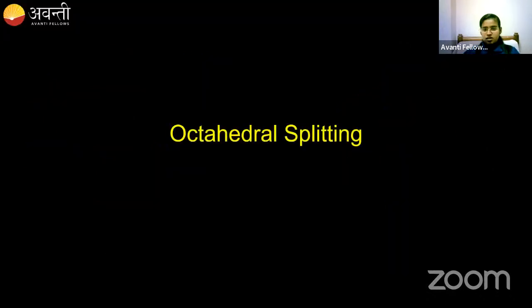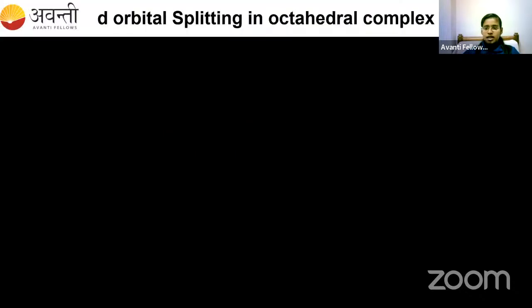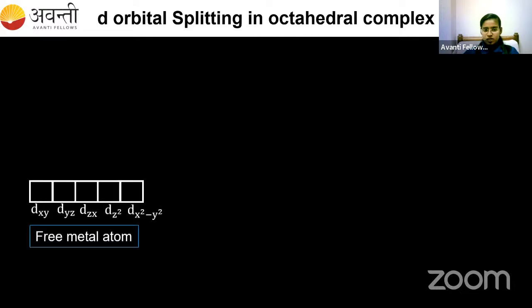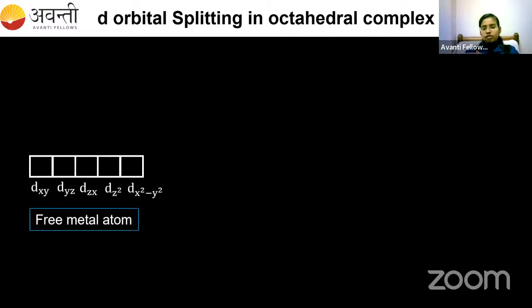Now let's see the d orbital splitting in octahedral complex. I'm going to take the configuration of a free metal ion first. This is the configuration where all 5d orbitals are equal in energy. Now when the metal is surrounded by the ligand, what will happen? Can anyone tell me? When the ligands are trying to approach the metal, what will happen to these 5 orbitals? Will they go higher in energy or lower in energy? What will happen to the energy of these orbitals?